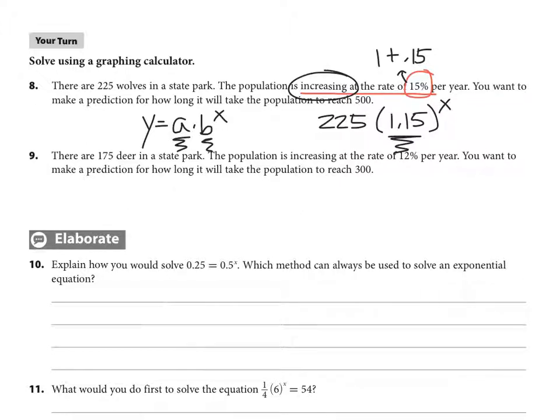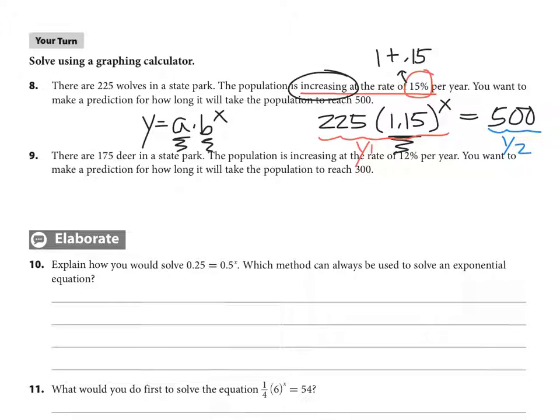Then what do we want to do? We want that to equal what? 500. That's our goal. So how would you do this one? Okay, so again, this is one of those situations where you got to be careful about what kind of answer. So in this case, I'm going to use the calculator, and I'm going to put this all as y1, and I'm going to put 500 as y2. Okay, so I'm going to type that in real quick. So I got 225 parenthesis 1.15 raised to the x. For y2, I have 500.